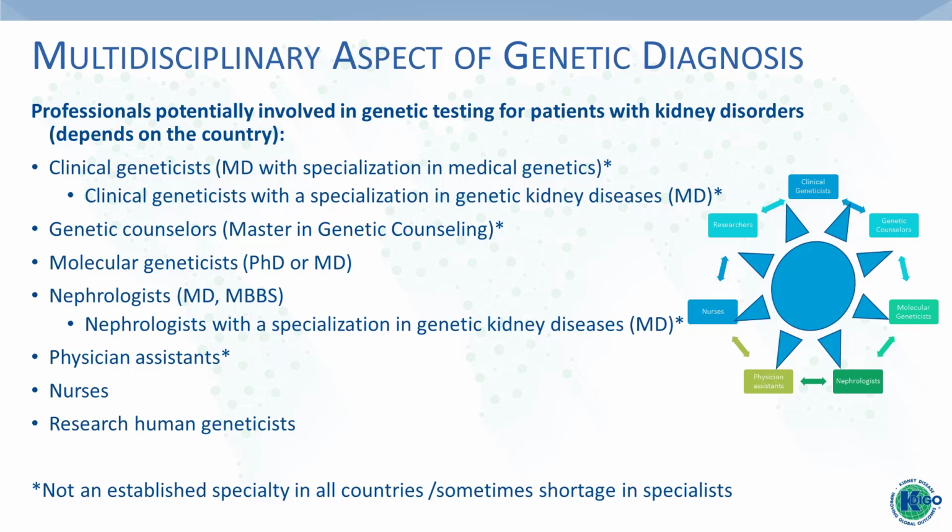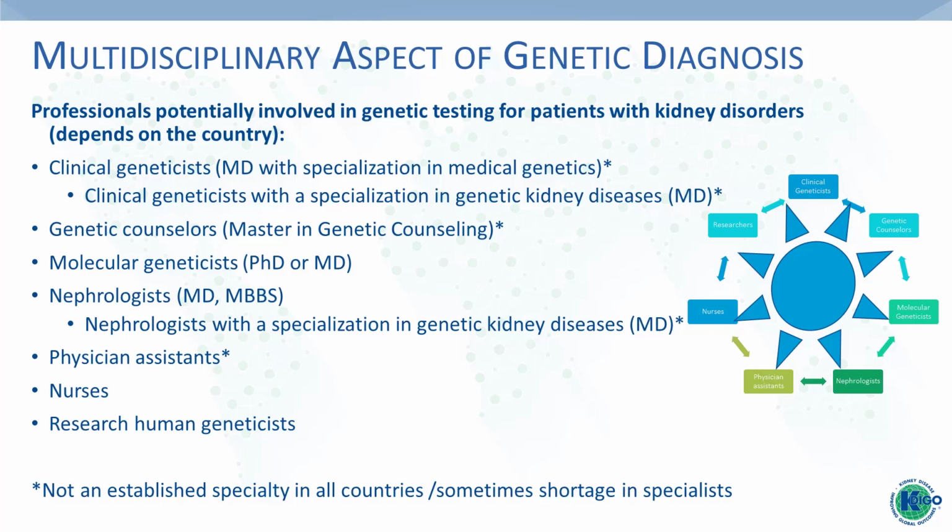A sub-specialization of clinical genetics is clinical geneticist with a specialization in genetic kidney diseases, and these are even more rare. Then there are genetic counselors, again, not available in all countries. Those are professionals with a master's in genetic counseling. And molecular geneticists are either PhDs or MDs, often working in laboratories, but sometimes have the capacity to also counsel patients. Nephrologists, with a subset of nephrologists having a specialization in genetic kidney diseases.